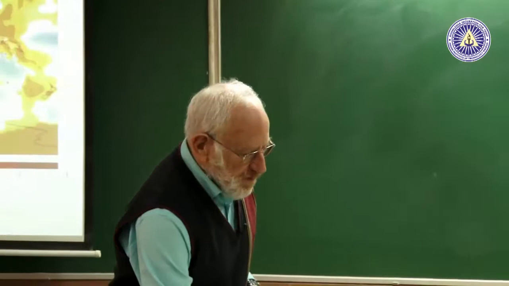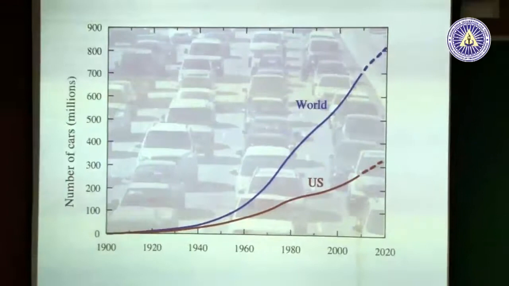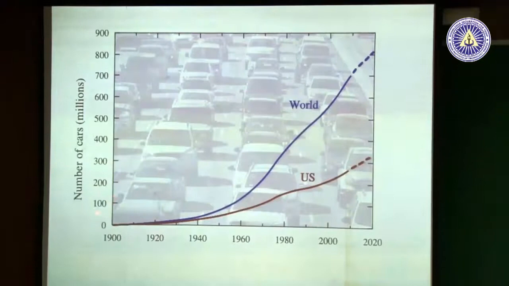This is now an indication of how the world has expanded. This is the number of cars in millions. I've extrapolated the last little bit. This is for the world. This is for the United States. So what you see, there are 250 million cars in the United States. That's about the population of the US. So what that means is that, on average, everybody in the US has a car. Little kids have cars. No, says John.